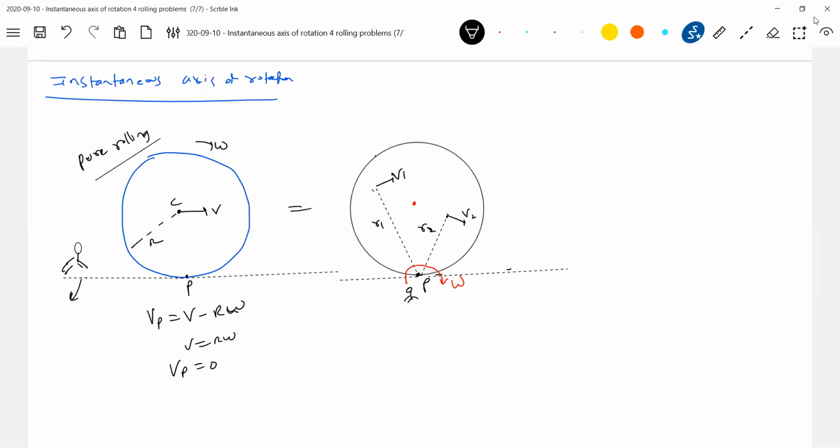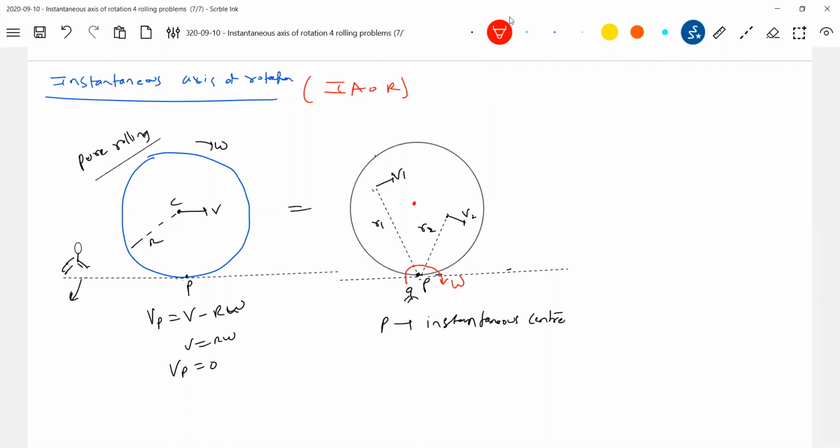Now instead of standing there, you better come to the point where velocity is 0. At that instant, you stand at the point where the velocity of the lowest point is 0. Then what will happen? All the bodies will appear as if rotating about point P, with the same angular velocity omega. This point P is now called the instantaneous center. And an axis passing through the instantaneous center is called the instantaneous axis of rotation, and in short, we'll call it IAOR.